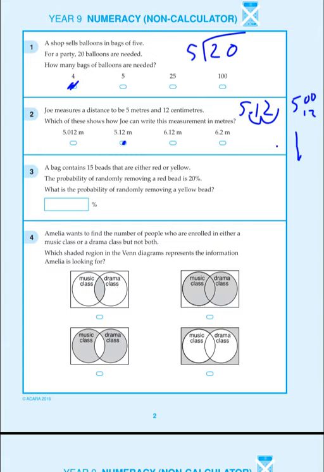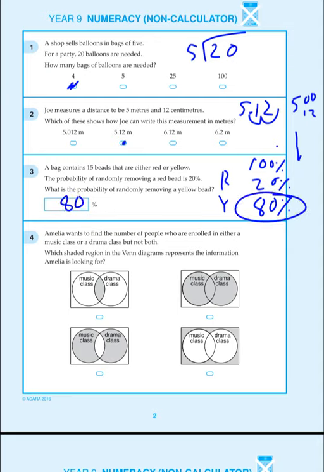Question 3. A bag contains 15 beads that are neither red or yellow. The probability of randomly removing a red bead is 20%. What's the probability of removing a yellow? Well, if it has to be red or yellow, they add up to 100%. And red is 20%. So how much plus 20% will equal 100%? That will be 80%. So it's just 100 minus 20 equals your answer, 80%.